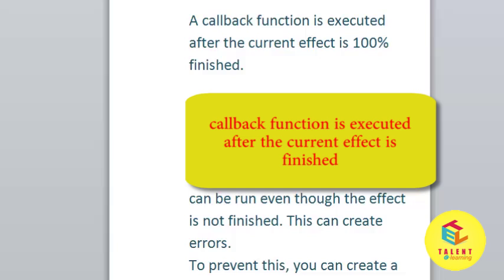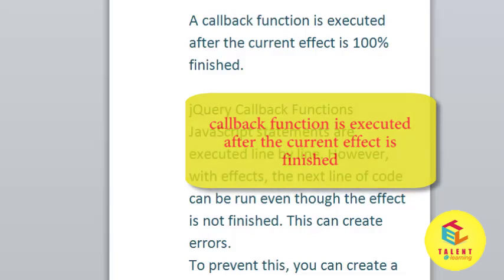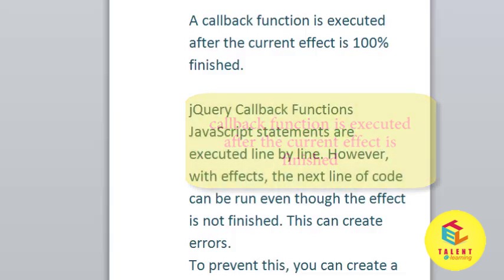JavaScript statements are executed line by line. However, with effects, the next line of code can be run even though the effect is not finished. This can create errors. To prevent this, you can create a callback function. A callback function is executed after the current effect is finished.